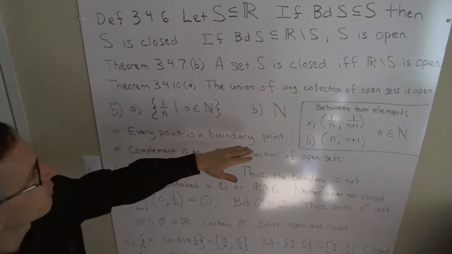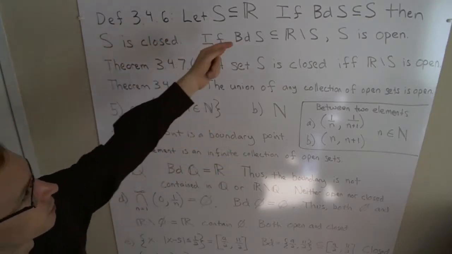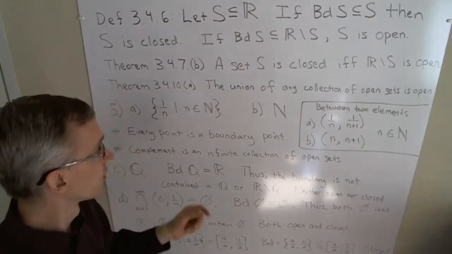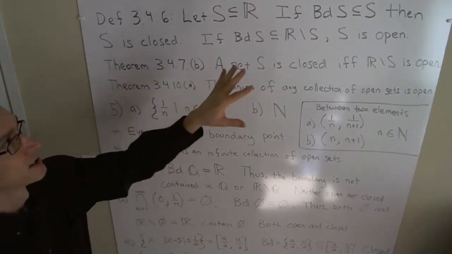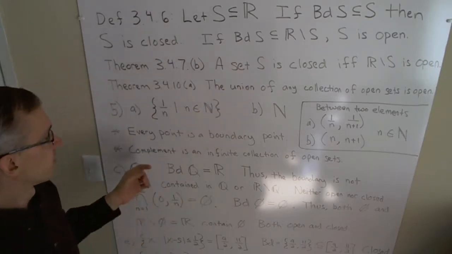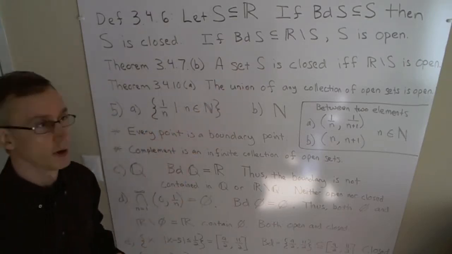Since every point is a boundary point, by definition, the boundary is contained in the set. Therefore, both of these sets are closed. And clearly, the boundary is not contained in the complement. Therefore, both of these sets are not open.